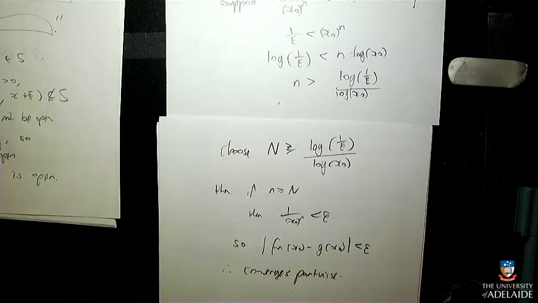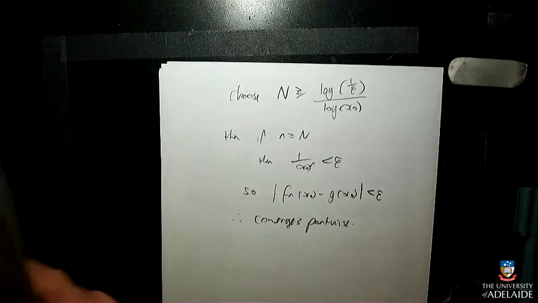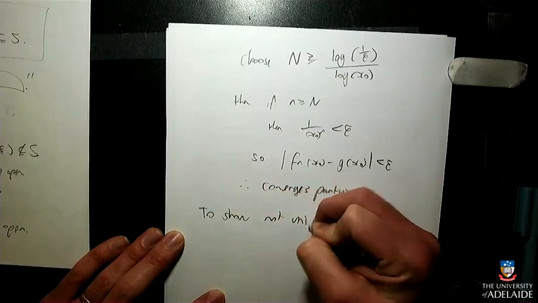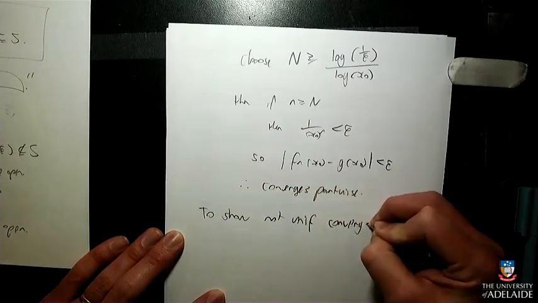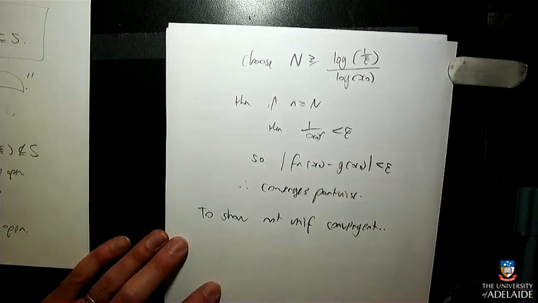Right. So to show that it doesn't converge uniformly, I have to show that I couldn't pick an n that works for every x, because I have to pick the n before I pick the x if I'm doing uniform convergence. So to show not uniformly convergent, I need to show that no matter which n I pick, there's an x.